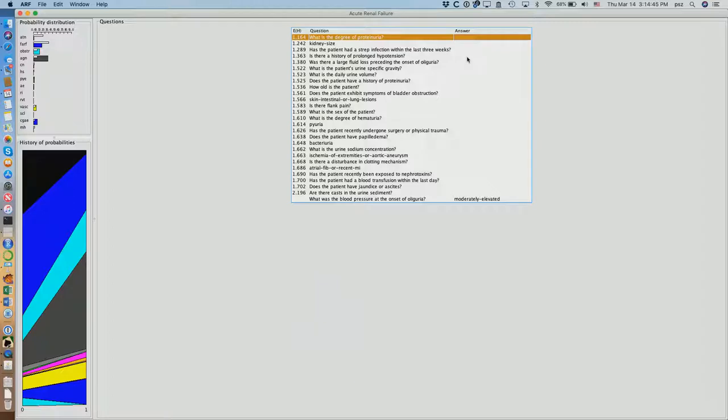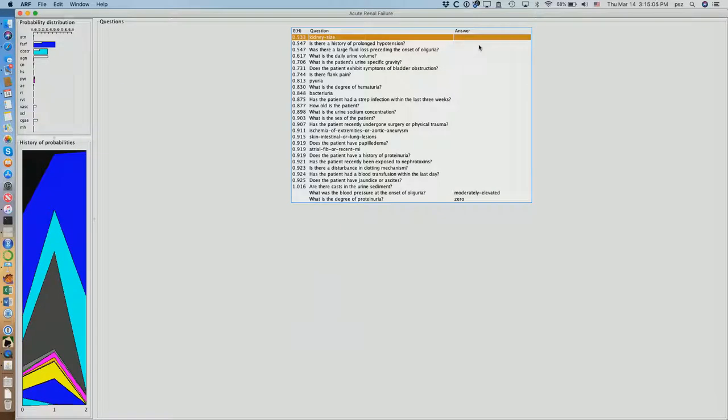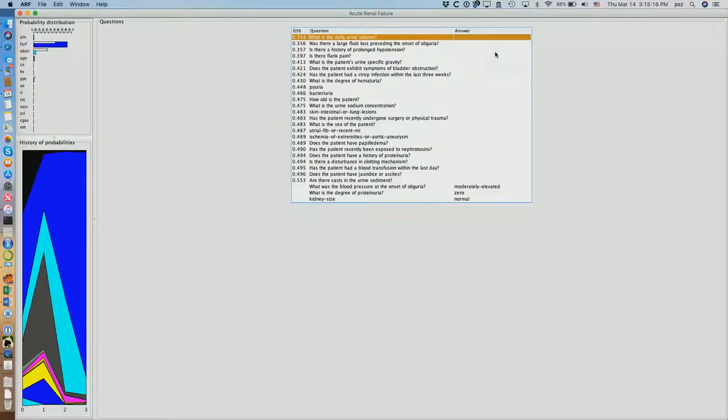Okay? So we can answer more questions. We can say, let's see, is there proteinuria, is there protein in the urine? And we say, no, there isn't, zero. All right, and that revises the probability distribution. And then it says the next most important thing is kidney size. And we say, let's say the kidney size is normal.